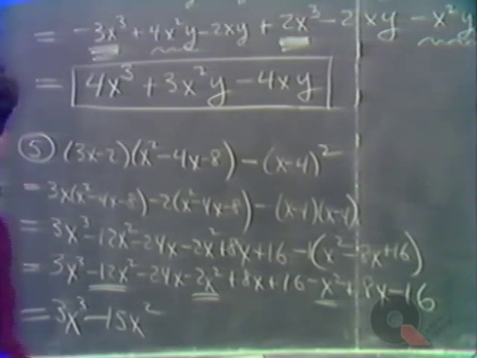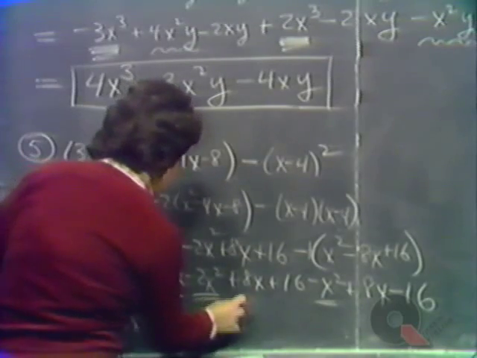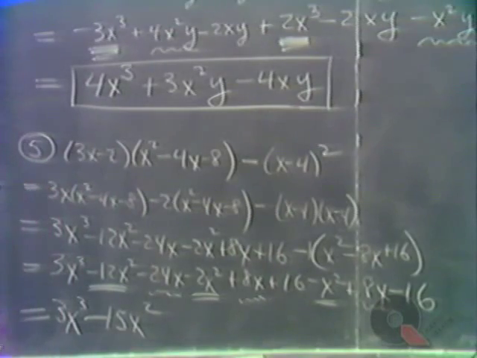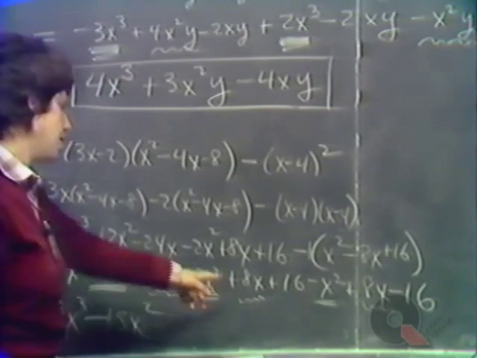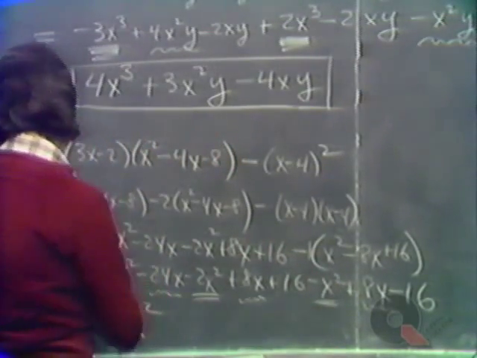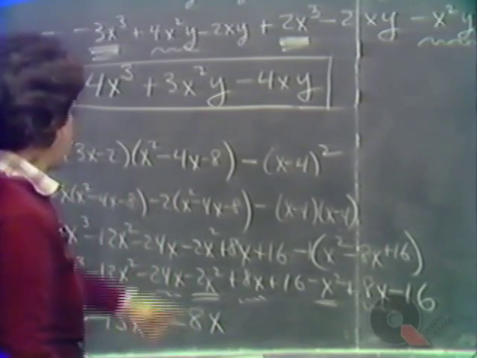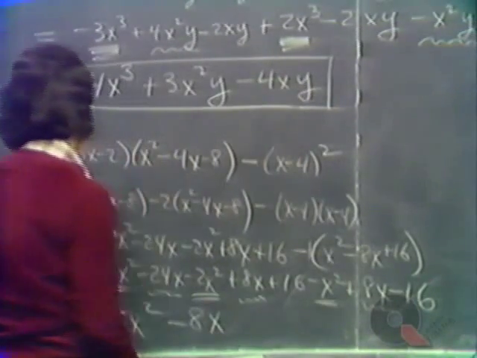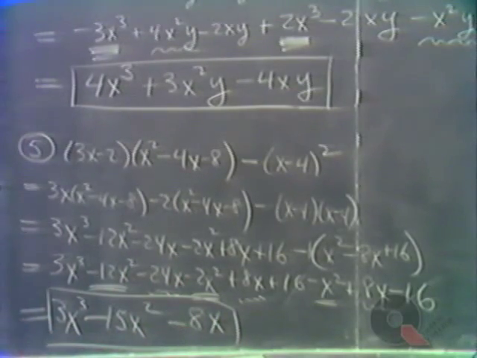Okay, now let's look at the terms involving x. We have a minus 24x, a plus 8x, and a plus 8x. So minus 24x plus 8x, that's minus 16x, plus 8x gives us minus 8x. And finally, we have a plus 16 and a minus 16. Those are the only constants, and they knock each other out. So our final answer is 3x cubed minus 15x squared minus 8x.